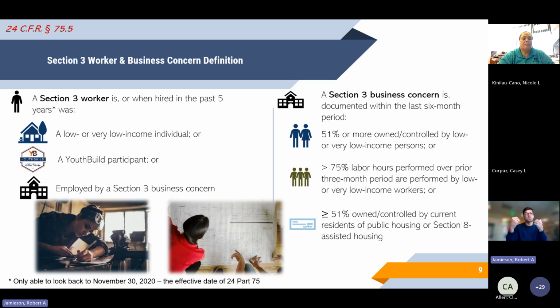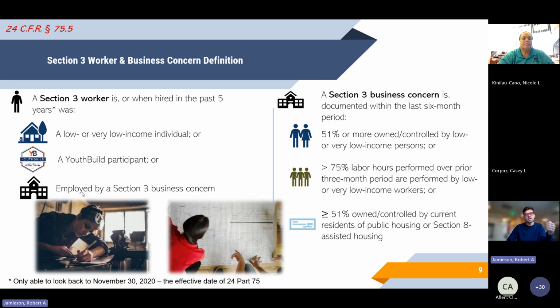So first, a Section 3 worker. This could be any one of three things. It doesn't have to be all three, just one of three. First is a low or very low income individual. We can just use low income. I have a slide coming up that uses our HUD website for the local AMIs, and I've added all of the Hawaii counties to it so we can see what that exact number is. They could be a YouthBuild participant or a similar apprenticeship program. We can talk about that.